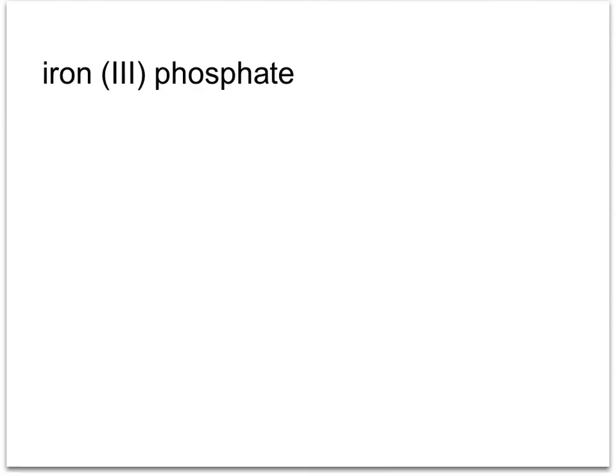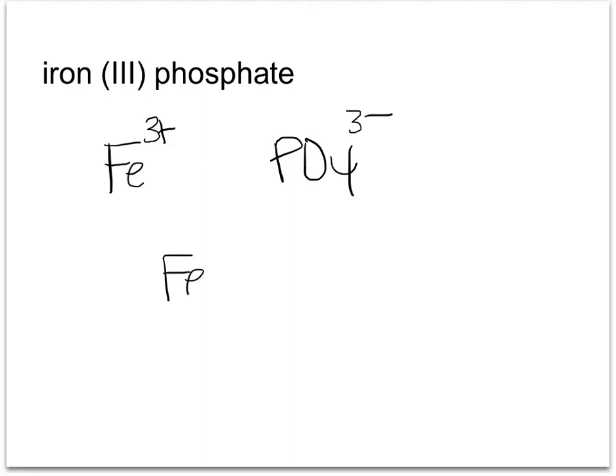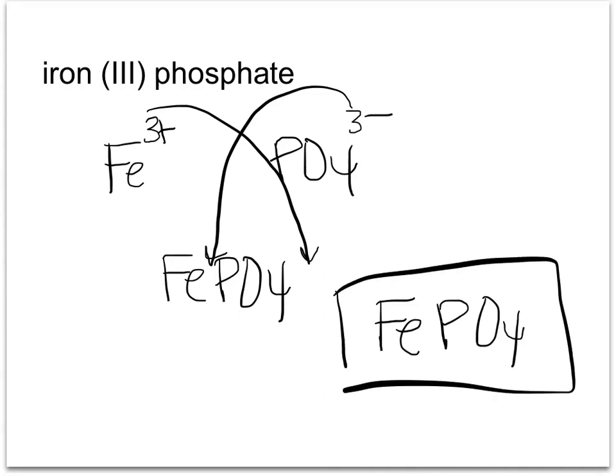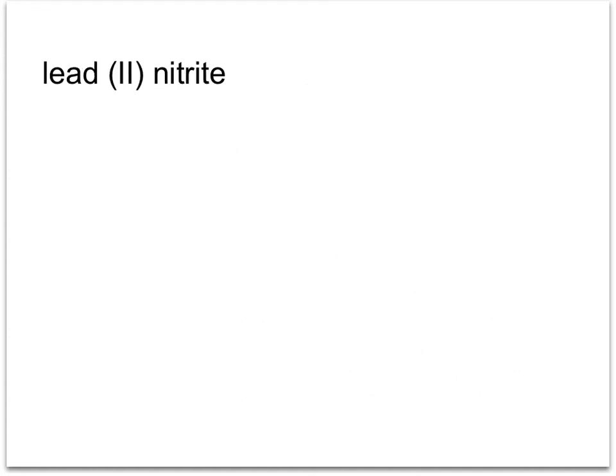Here's another one for you to try. Iron 3 phosphate. Go ahead and pause the video. Okay, iron. Iron is Fe. In this case, its charge is 3 plus due to the Roman numeral 3. Phosphate is PO4. Its charge is 3 minus. FePO4. This 3 comes down here. This 3 comes over here. Notice they are equal and opposite. They cancel. FePO4 is the formula for iron 3 phosphate.